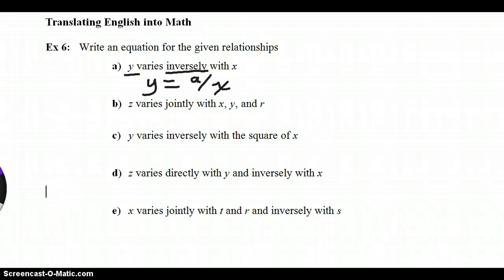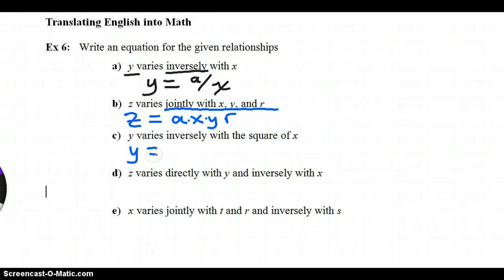Problem B, z varies. Varies means equals. Jointly means that you'll put all of those together or join them together with a multiplication. Y varies. Y equals. Inversely means that we'll have a divide. And this time, be a careful reader, it says the square of x. So that is x squared.